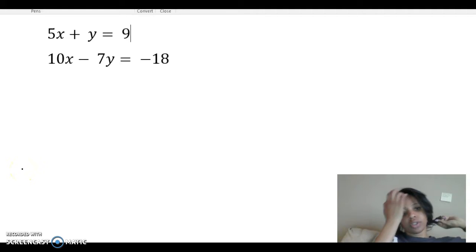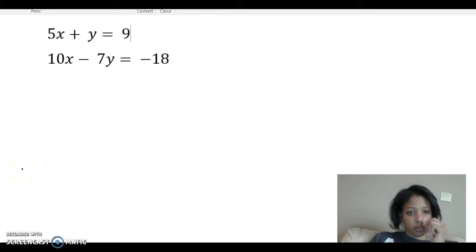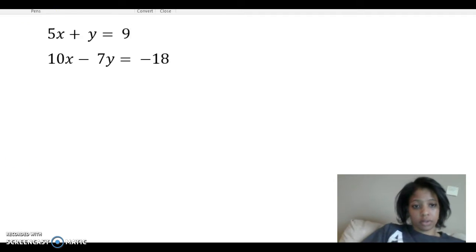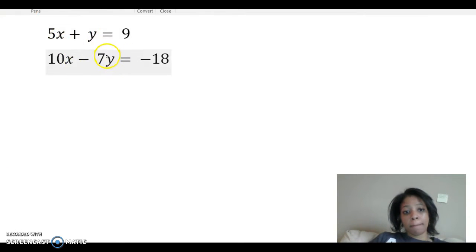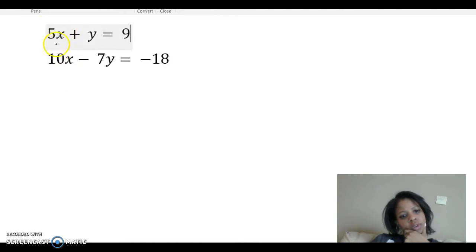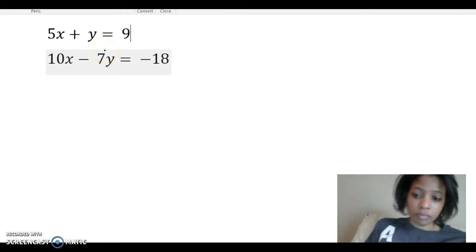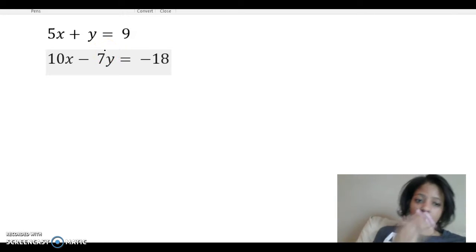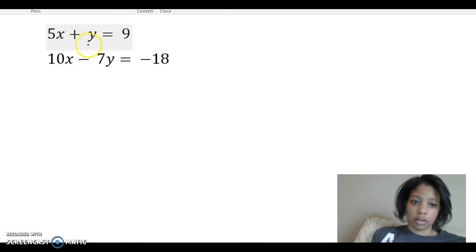Alright, so this is question 9. Notice we have everything lined up already, which is good. But we're trying to find same variable, same coefficient, different signs. We do not have that at all, right? So this is an example where we're going to have to multiply in order to get the same coefficient and different signs. Whenever you need to multiply, there are always different options you could do, right?